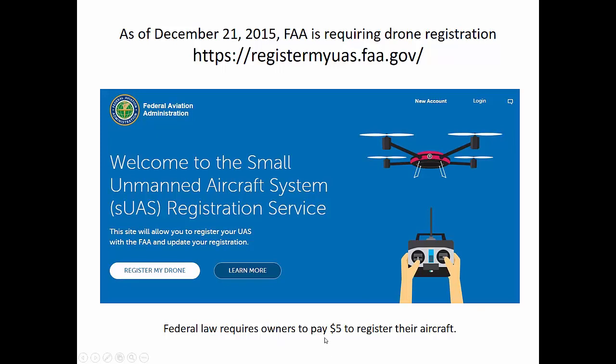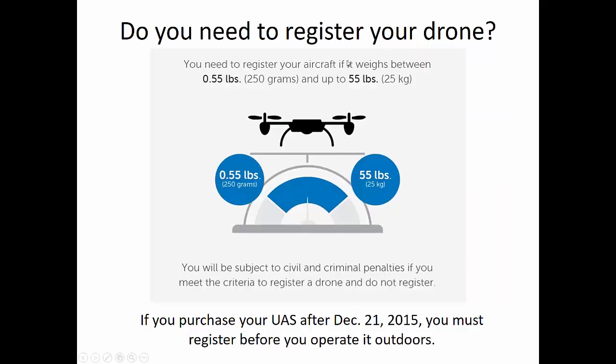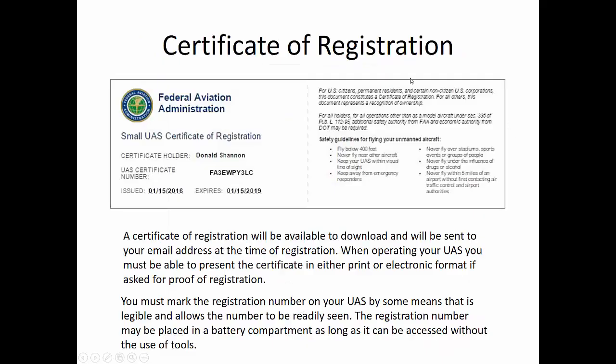So if you have a drone, you should be registered. Now that there, basically just register yourself. So anything between 0.55 pounds and 55 pounds should be registered if you're operating it outdoors. And that's what this registration looks like. And you're just registering yourself basically, and I can have 100 drones underneath this registration. So you just have this and you've got a number that's associated with that.